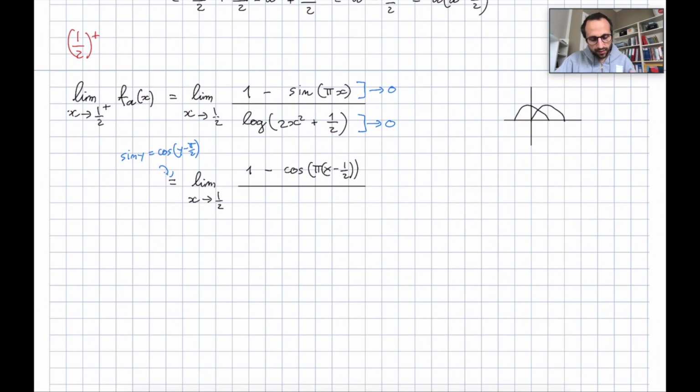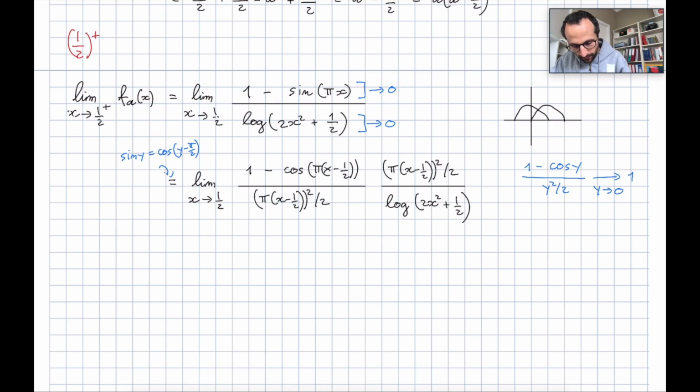Now another thing we want to remember is the limit of 1 minus cosine of y over y squared over 2. This converges to 1 as y converges to 0. So I want to write exactly the same expression: pi x minus 1 half, everything squared over 2. And now, to be consistent, I have to repeat this expression here, and here I copy the log.